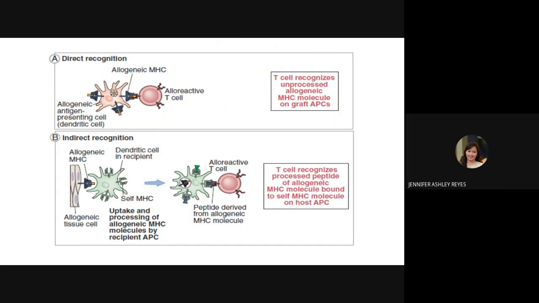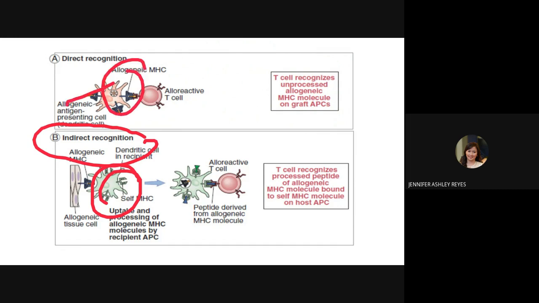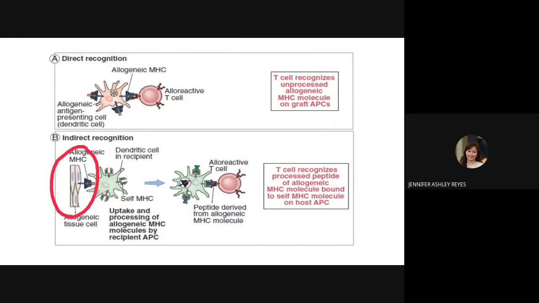Tapos pag indirect pathway, ang ibig sabihin lang ng indirect, it means that your T lymphocytes recognize the MHC antigens of the graft donor after they are presented by our own APCs. So dito diretso na yung APC ng allogenic graft will present the allogenic peptide. Pero pag indirect, na-detect ng ating antigen presenting cell yung allogenic MHC, pinrocess pa ng ating APC before ipinresent kay T cell. So in this case, this is a processed peptide of the allogenic MHC molecule.